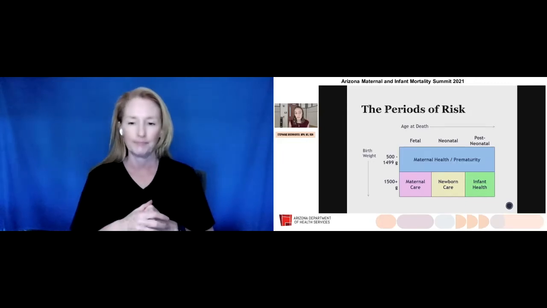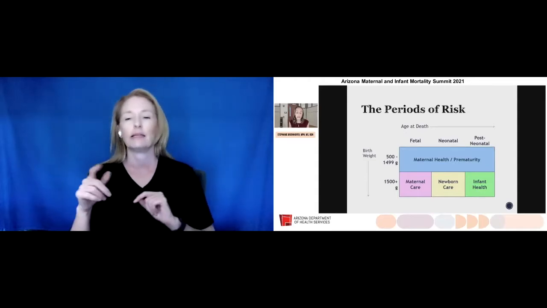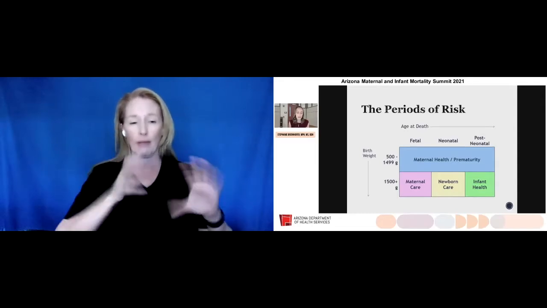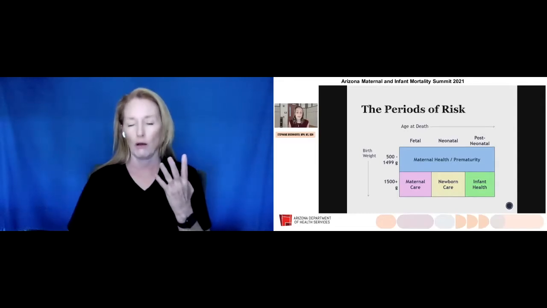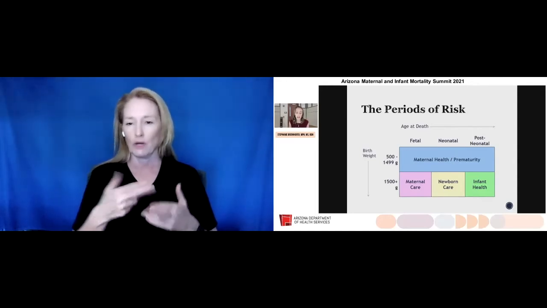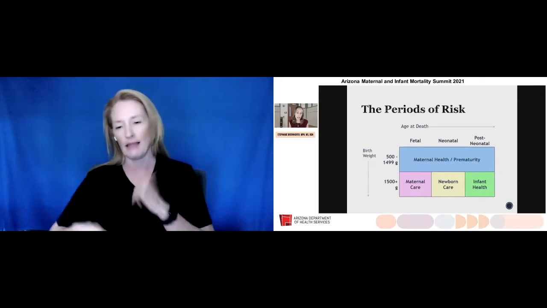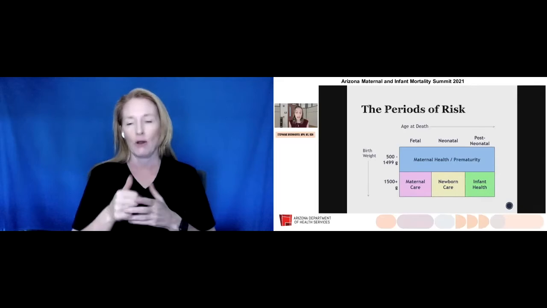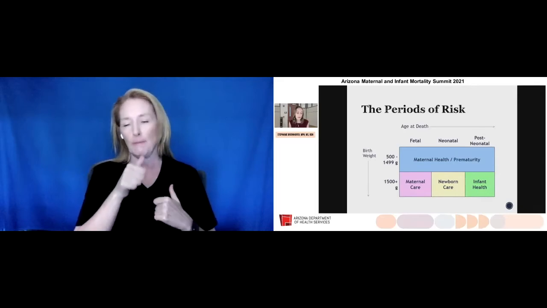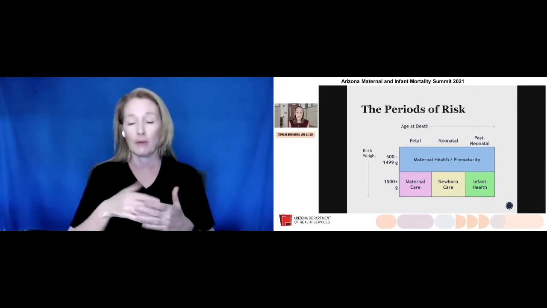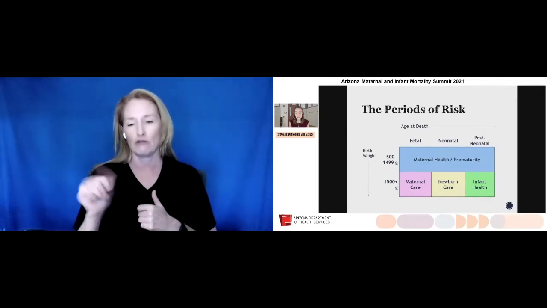So this is what we call a periods of risk map, where every single fetal and infant death is going to be categorized into one of these 4 areas. In the cases where a fetus or an infant weighs between 500 grams and less than 1,500 grams, this death would be categorized under maternal health and prematurity, if that was their birth weight. Now in the cases where the birth weight of the fetus or infant is 1,500 grams or more, they're classified into the period of risk based on their age of death.